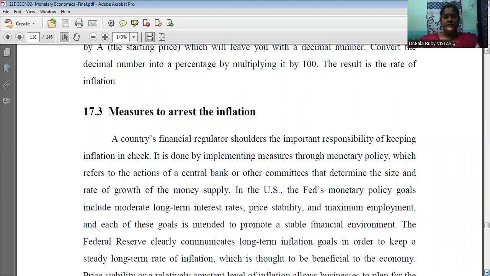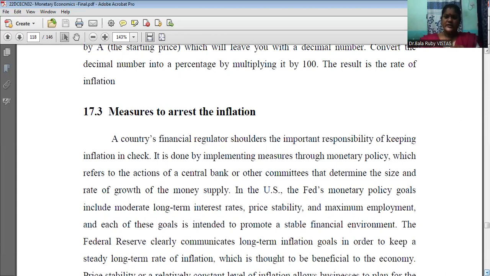Now let us concentrate on the measures to arrest this inflation. How can we arrest inflation? A country's financial regulator has the important responsibility of keeping inflation stable. It is done by implementing measures through monetary policy, which refers to the actions of a central bank or other committees that determine the size and growth rate of the money supply.